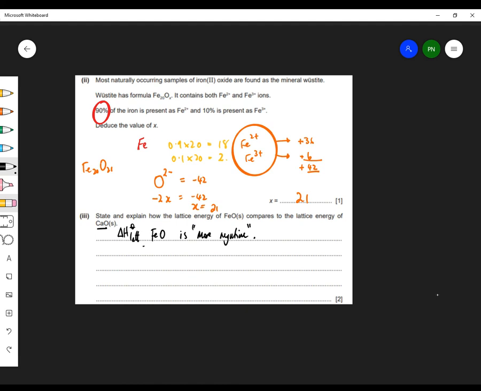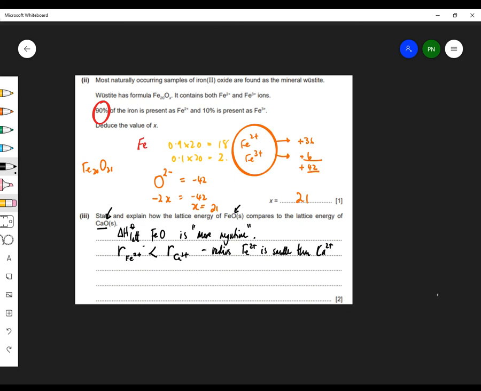Why is it more negative? Well, the oxide bit is the same, so it's nothing to do with the oxide bit. It must be to do with the cationic radius. So you can say it like that. The radius of the Fe2 plus is smaller than the radius of the Ca2 plus. That's how I would say it. You can write it in words if you want. Radius of Fe2 plus is smaller than Ca2 plus.